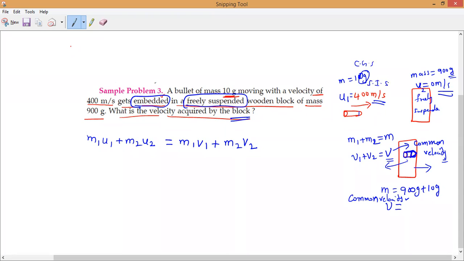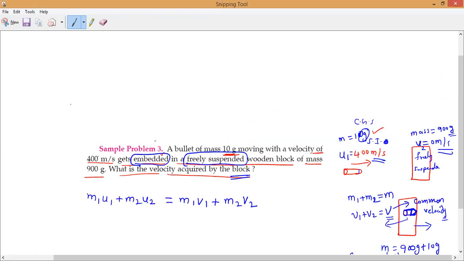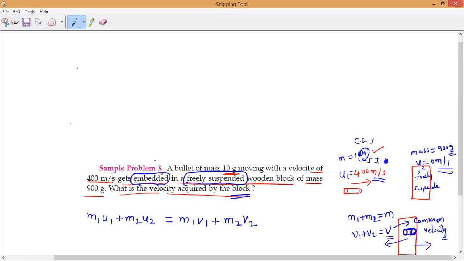Is it possible to substitute both together? No, sir. So then we have to convert mass into what? Kilograms. Now, anybody can tell how we can convert 10 grams? So M1 is equal to 10 grams, which means I can convert 10 into 1 by 1000 kilogram.